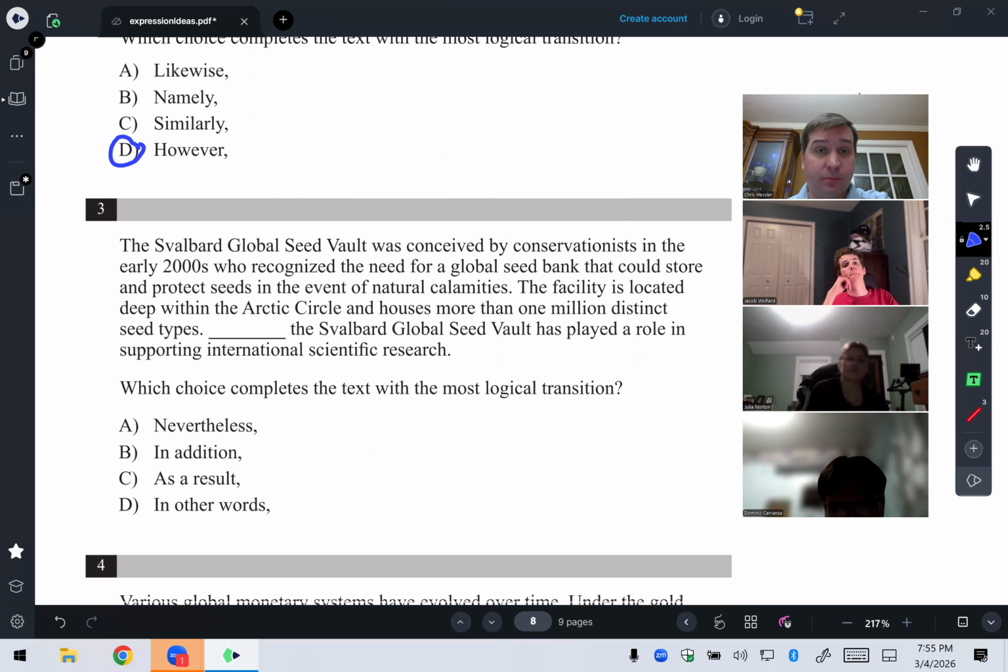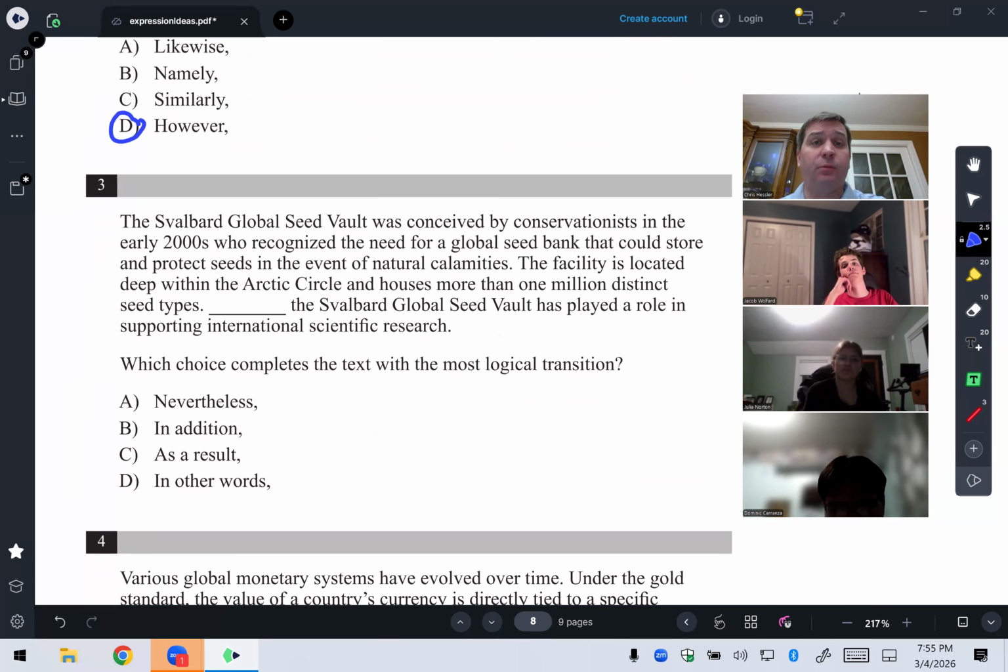Here's number 3. The Svalbard Global Seed Vault was conceived by conservationists in the early 2000s who recognized the need for a global seed bank that could store and protect seeds in the event of natural calamities. The facility is located deep within the Arctic Circle and houses more than 1 million distinct seed types. Blank, the Svalbard Global Seed Vault has played a role in supporting international scientific research.